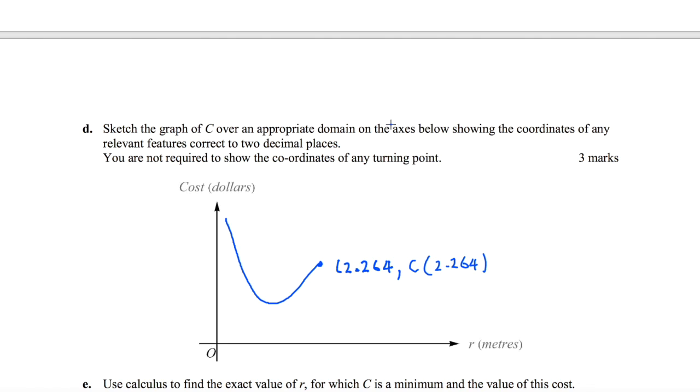Sketch the graph over an appropriate domain and explanation showing any coordinates of any relevant features correct to 2 decimal places. Yeah, I think that's about all you need. There is an asymptote if you graph it. There's an asymptote at x equals 0 as well, so you might want to do that.